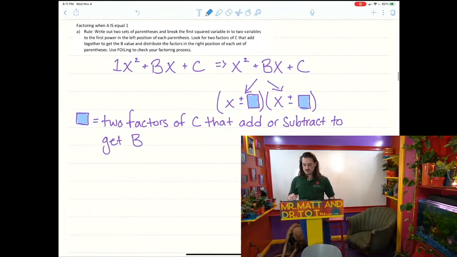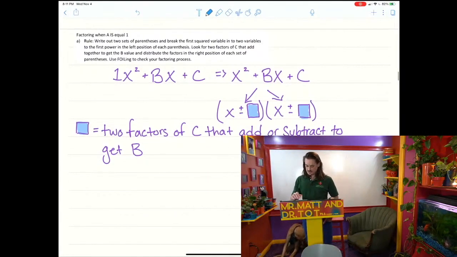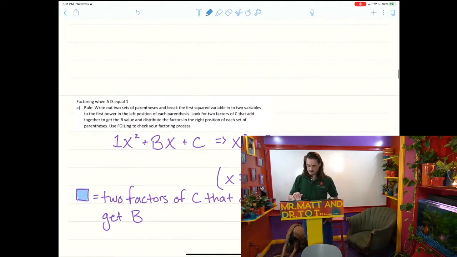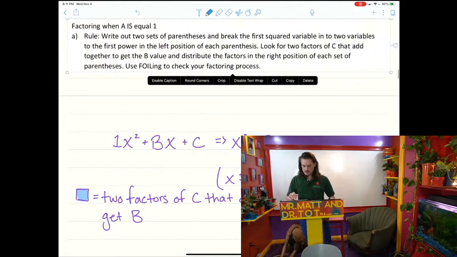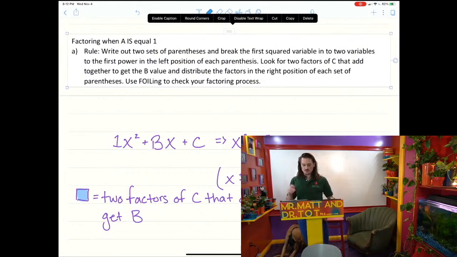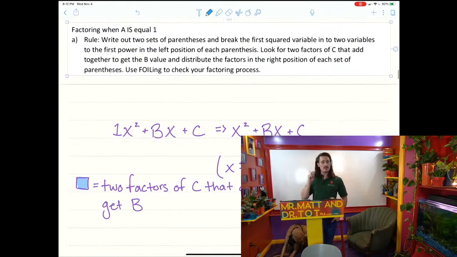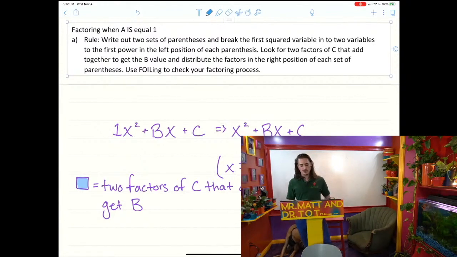If not, let's go ahead and look at factoring. Let's see if I can make this larger. So, with factoring, first we're going to talk about when a is equal to 1. The rule here is that you write out 2 sets of parentheses and break the first squared variable into two variables to the first power, in the left position of each parentheses. And you can see that's what is going on here.